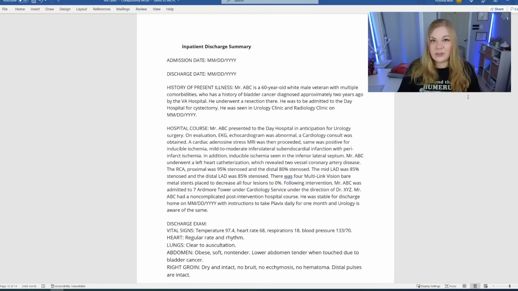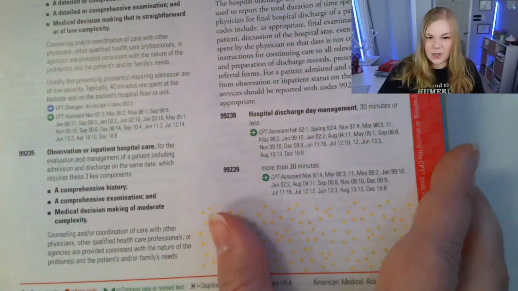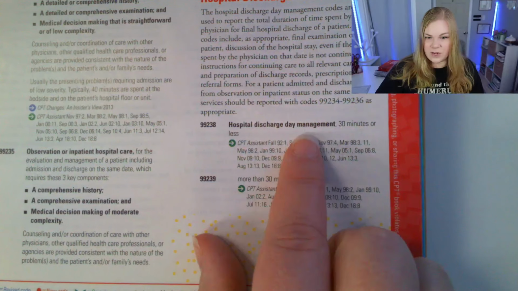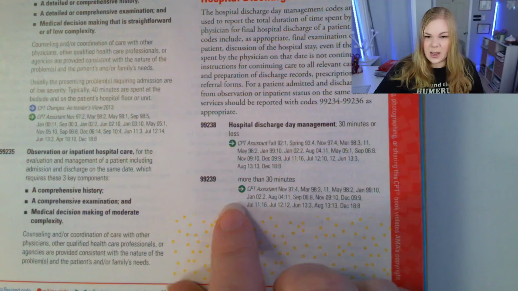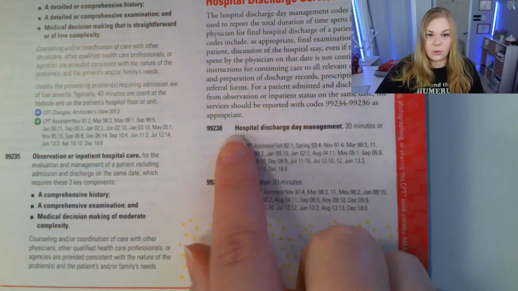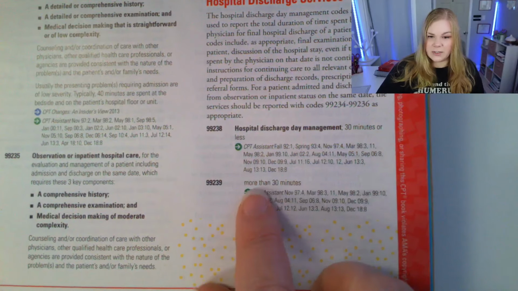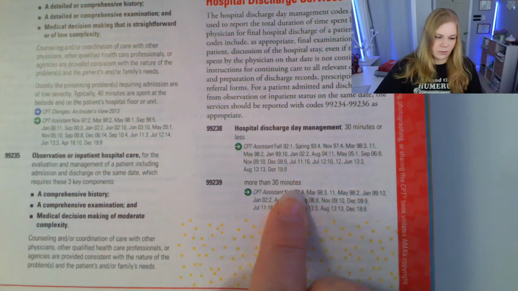Now, the last one we're going to do is a hospital inpatient discharge, and we actually can't use the score sheet for this one because they are just coded based off of time. So if we look at our CPT book, we have 2 codes: hospital discharge day management, 30 minutes or less, and more than 30 minutes. So really all we're going to be looking for is the time component in order to pick out the E&M service. So is it 30 minutes or less, or is it 31 and up? So more than 31 minutes.